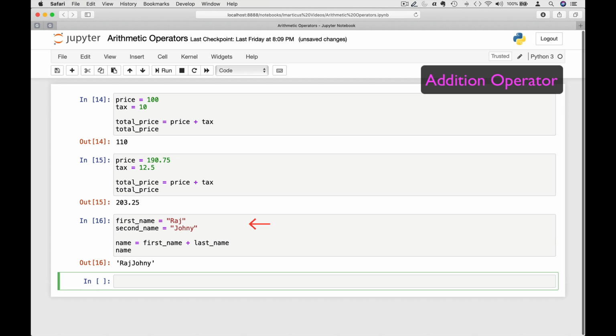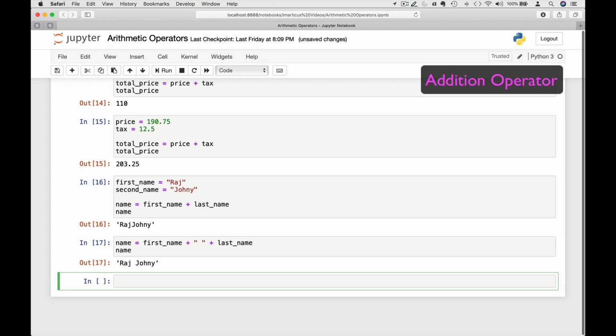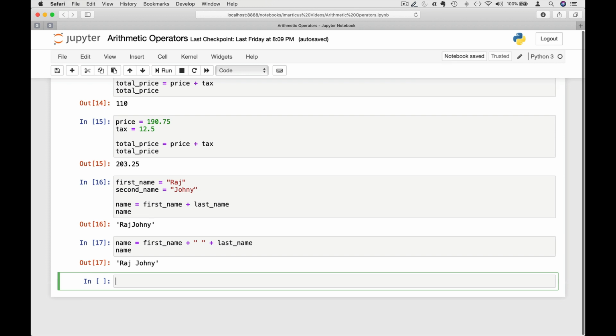Let us see how to give a space between Raj and Johnny. If I simply say name is equal to first name plus I add a space within quotes and I say plus last name, and now I see the name, I see that there is a space between Raj and Johnny. Now let us take note of the addition operator. We have used it not only on integer and float variables, but we have used it on string literals where the addition operator acts as a concatenation.